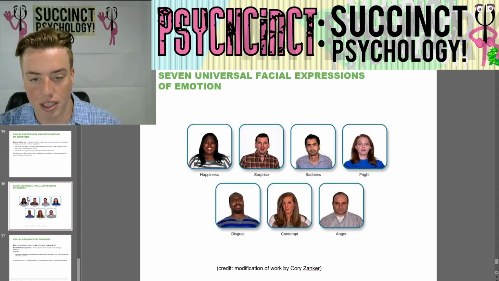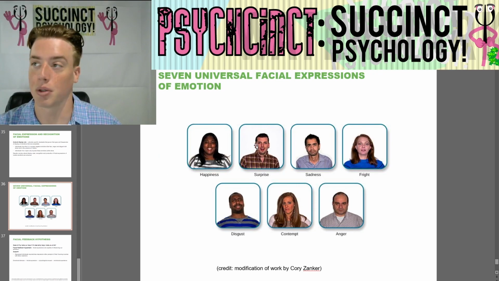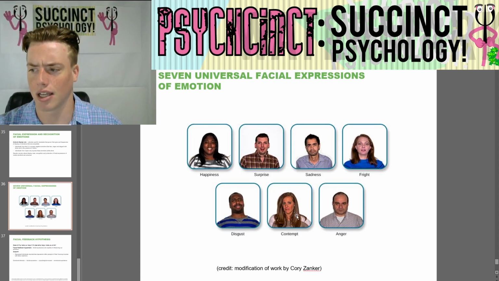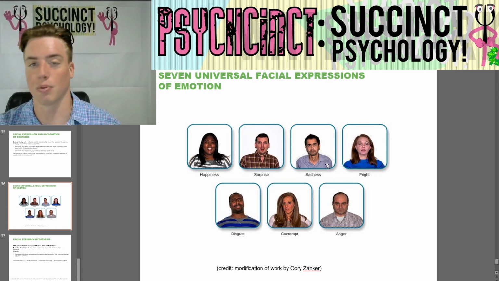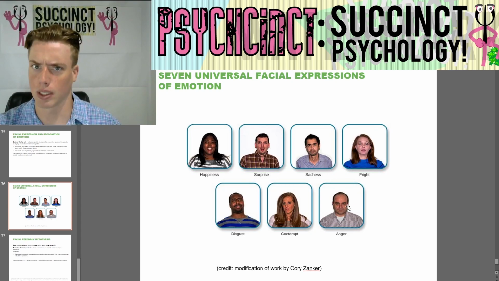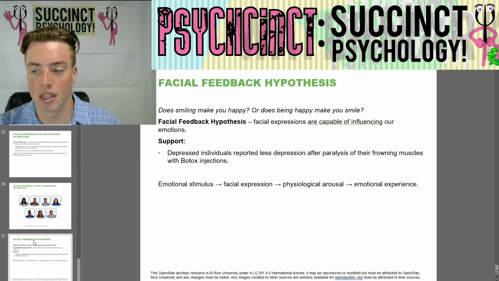Next, we have the 7 universal facial expressions of emotion. These are universal. It doesn't matter what culture you're part of, what country, you're going to recognize these 7 emotions. So, happiness, smiling, surprise, you have sadness, fright, disgust, contempt, and then you have outright anger. No matter what culture, you are going to recognize the emotion somebody's feeling if they are scowling at you really angrily, you know?